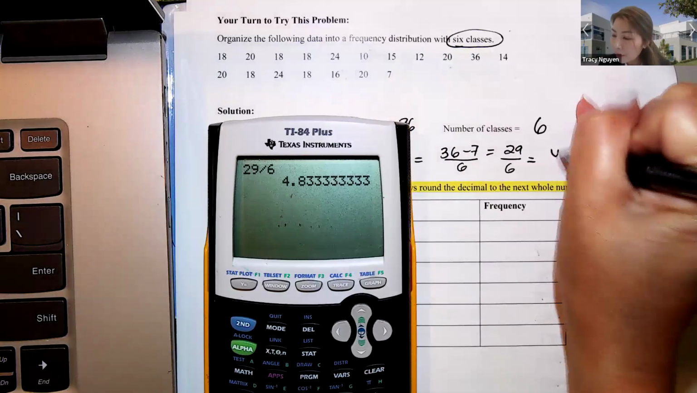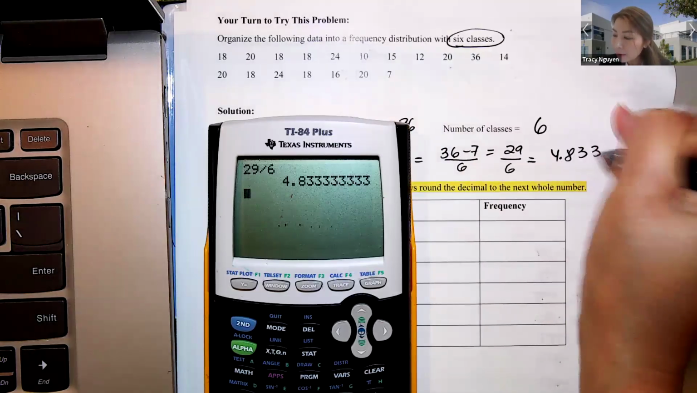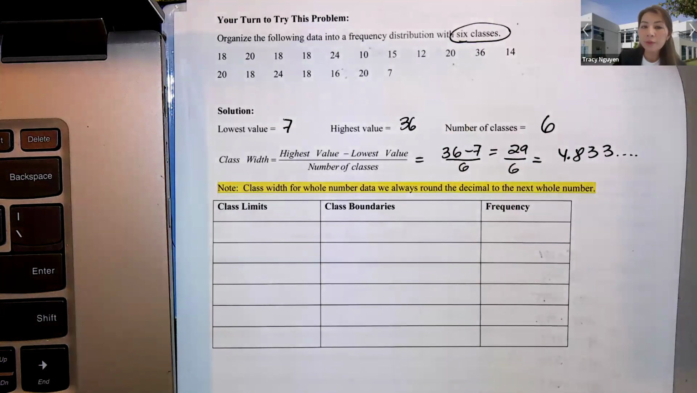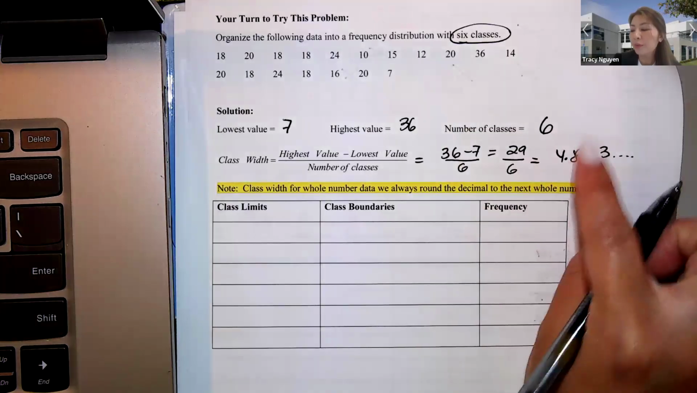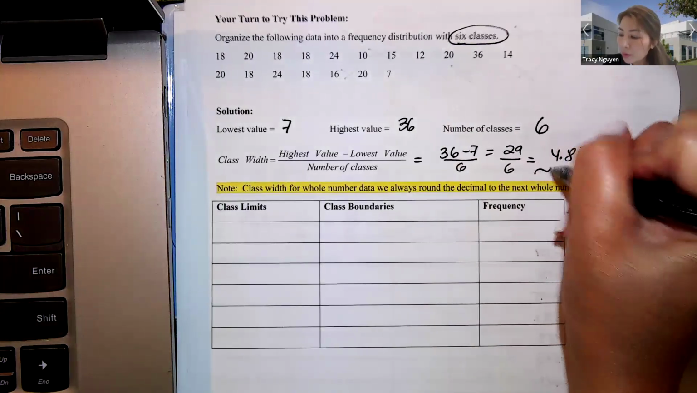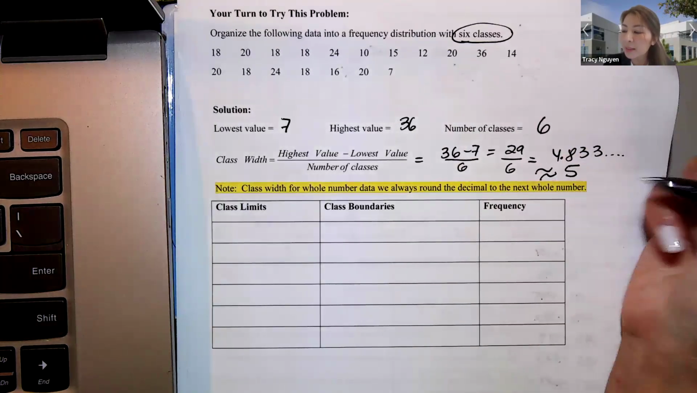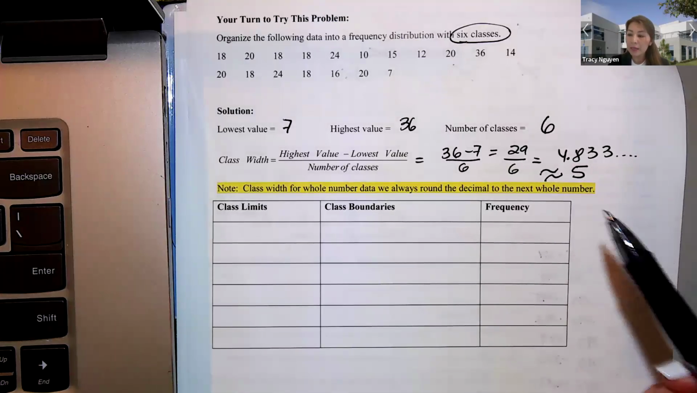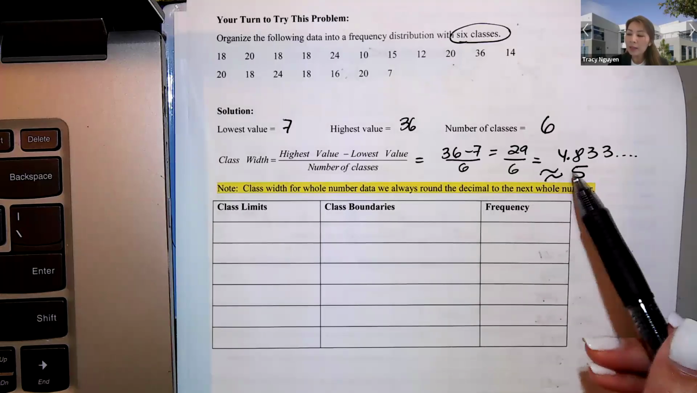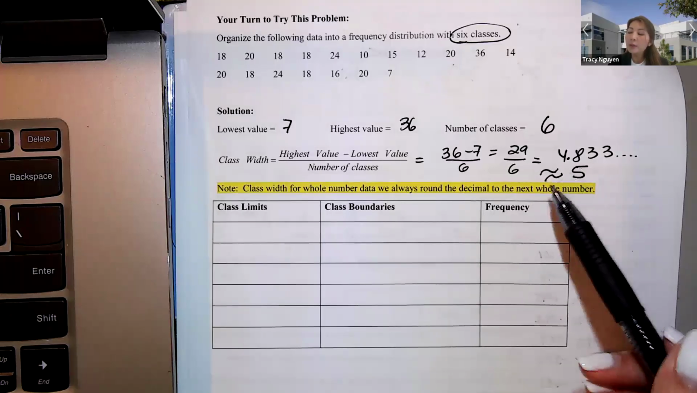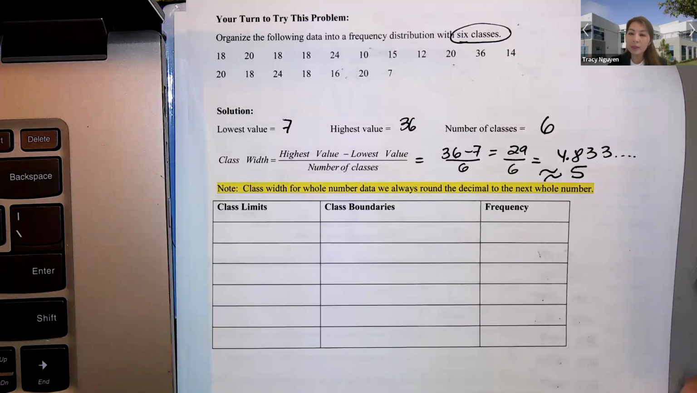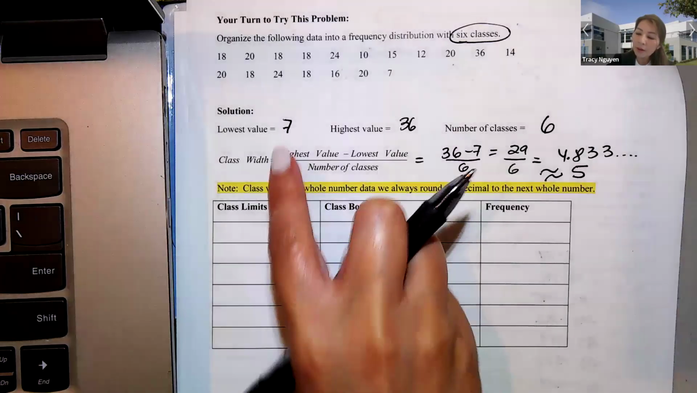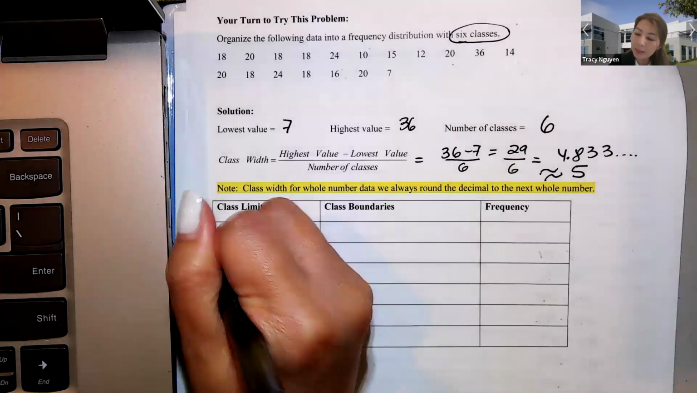We have 4.833, with the 3 as our repeating decimal. So for class width for whole number data, this one is straightforward, we know we're going to round it to 5 because we have 4.8 here. But hypothetically speaking, when you compute the class width and you end up with 4.1, you still round it up to the next whole number. So 5, okay?